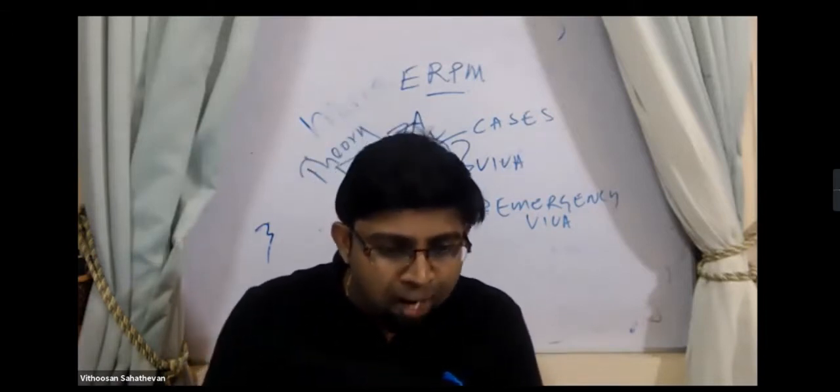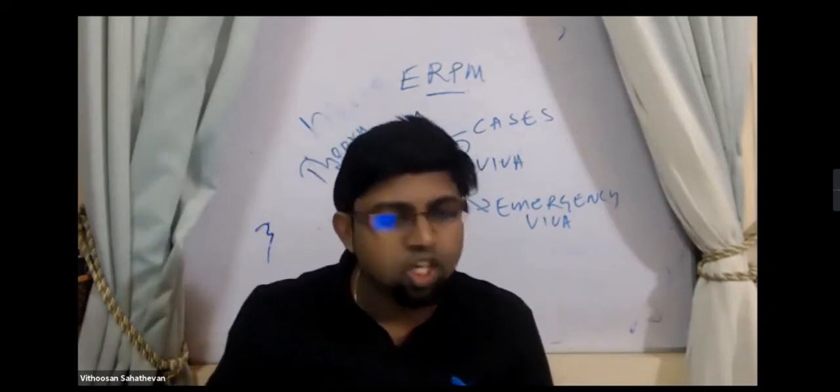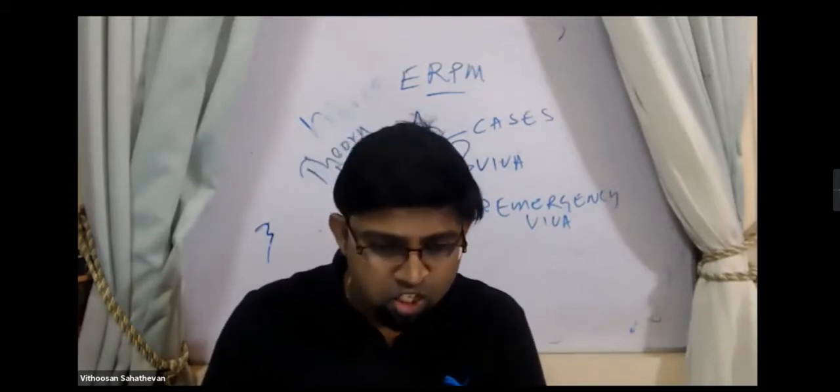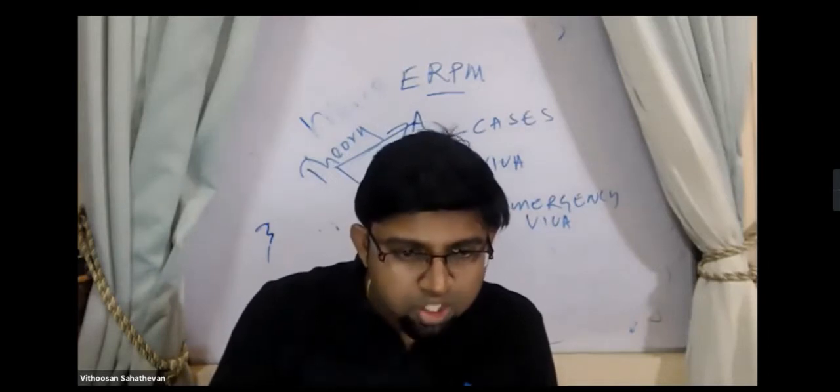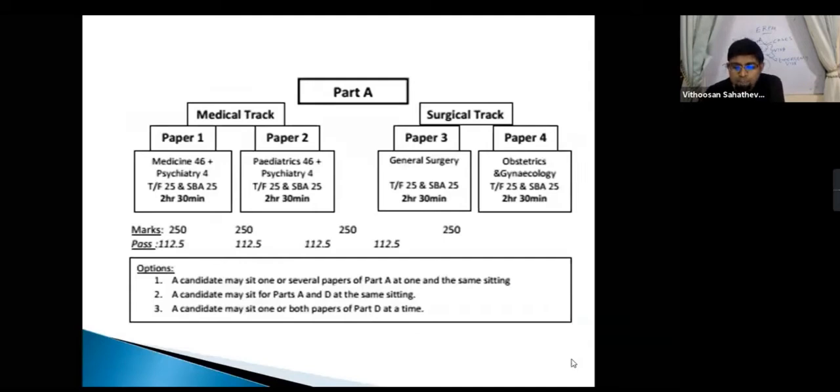Now coming to the part A, guys, just listen. What was there earlier? What is the change now? What was there earlier was this: in part A, we had 4 papers. Medicine, pediatrics, surgery, gynecology, and obstetrics. Clear? Fine. So these are the 4 subjects in part A earlier.